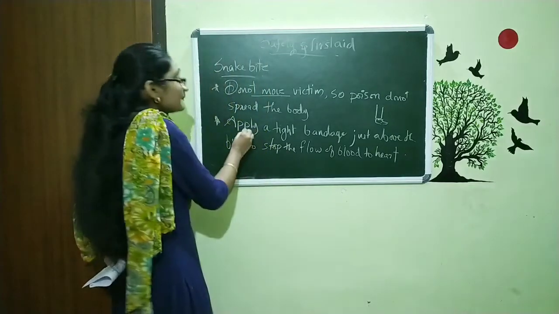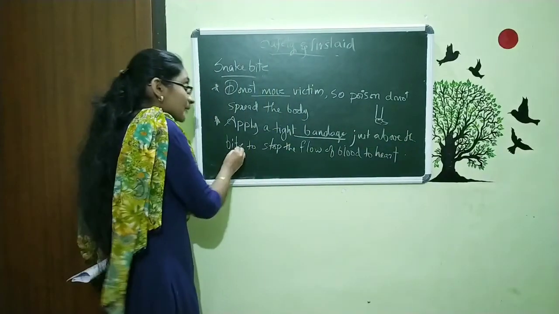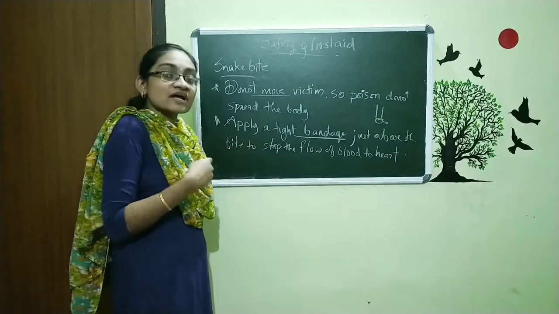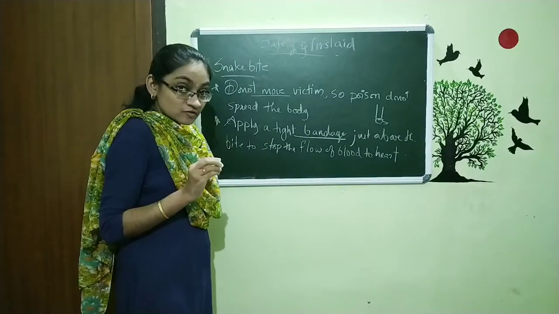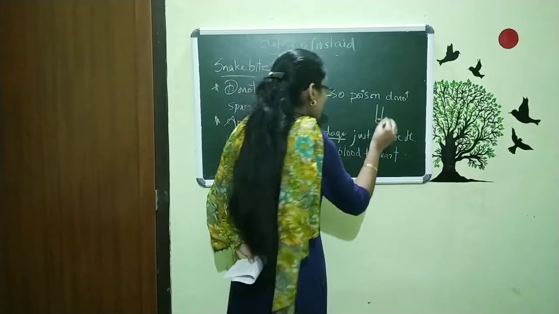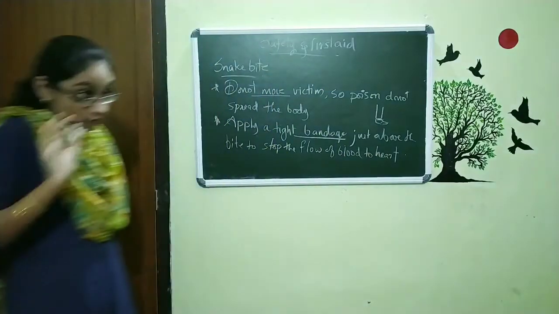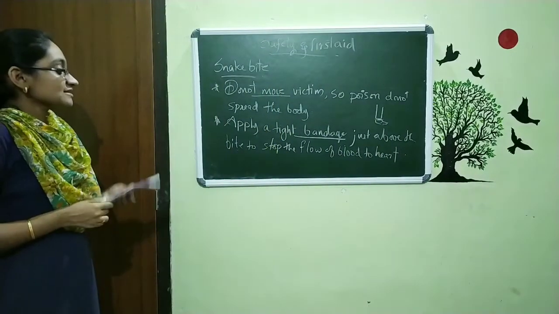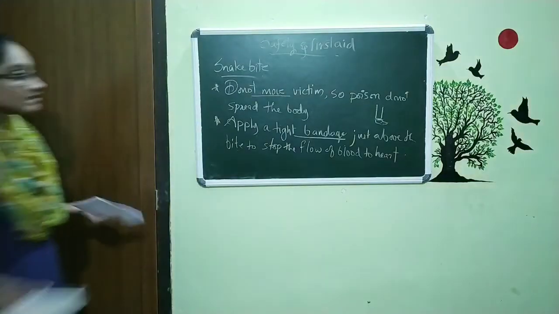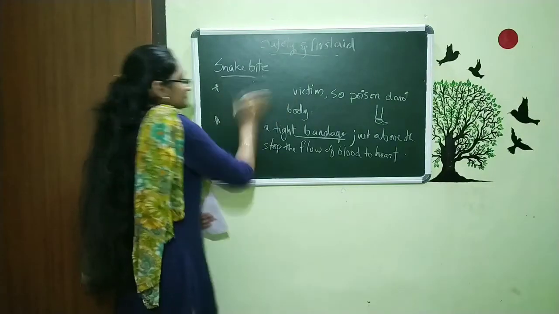That means apply a tight bandage just above the bite to stop the flow of blood to heart. When that poison reaches our heart, what happens? Our heart will fail. So, for avoiding this, we apply a tight bandage here, and then the blood will not flow to our heart. That is the second point. The next point is this. The same thing, we want to bring the person to doctor immediately. That is the third point.